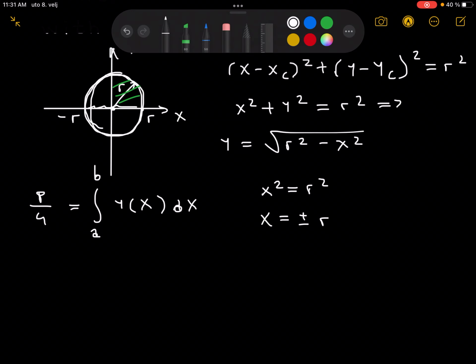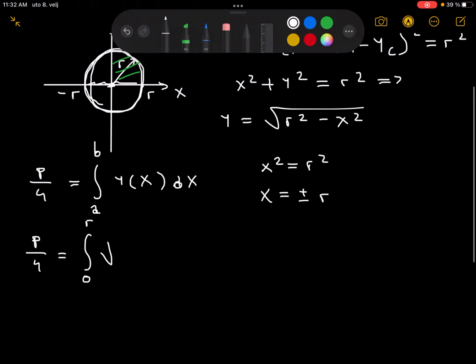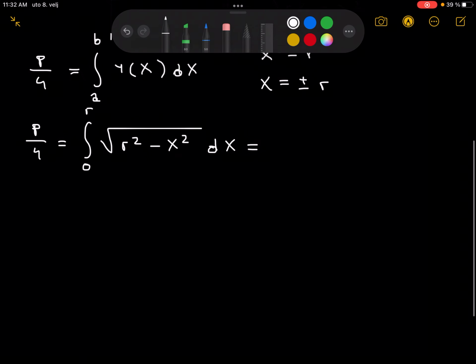But so we have to divide it by 2. And what's the coordinate of this point right here? Well, it's 0. So pi over 4 in this case is equal to the integral that goes from 0 to r of y of x. Instead of that, we're going to be putting in the square root of r squared minus x squared dx. Okay, now we can just go ahead and compute this integral.